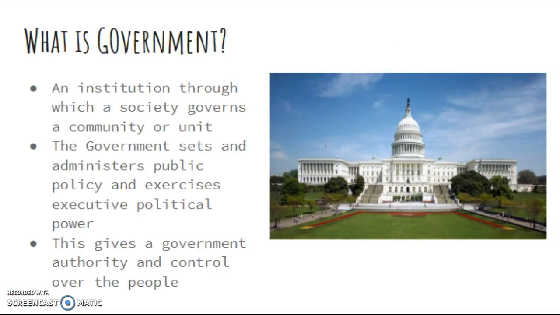All right, so let's start with what is government. Government is an institution through which a society governs a community or unit. So understand that a society is just a body of individuals living as members of a particular community.